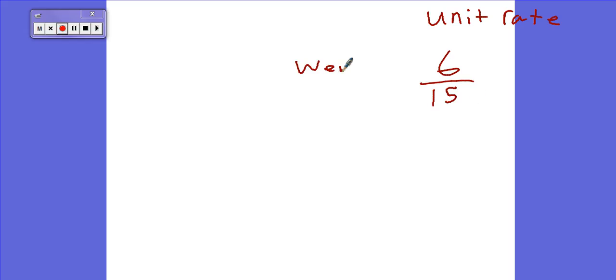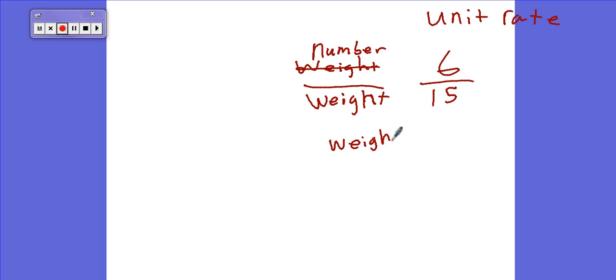This is the weight divided by... oh, sorry, I wrote that wrong. The number divided by the weight. I said that wrong. Okay? So what do we need to do? Well, first off, we don't want to do it that way. We want to flip-flop that. We want to do the weight divided by the number. It'd be weird if I divided by the number.